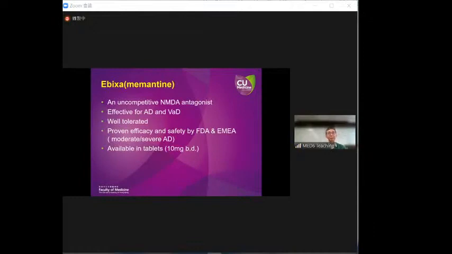Another class of drug is memantine. It is a competitive antagonist of glutamate. And glutamate is another major neurotransmitter in the brain. It is effective both for Alzheimer's disease and vascular dementia. The advantage of memantine is that it is generally well tolerated, but it appears to help only in the moderate to severe stage of Alzheimer's disease. It's not effective in early stage dementia.